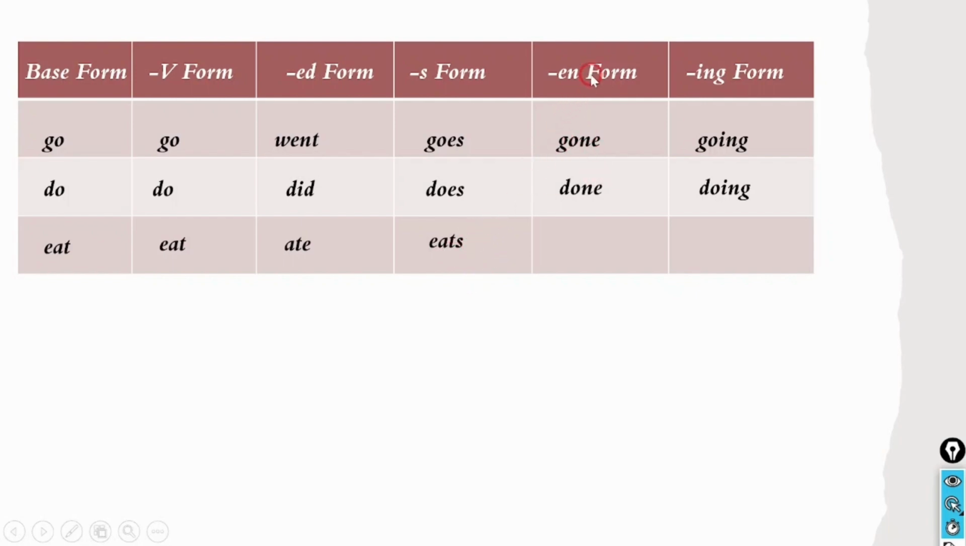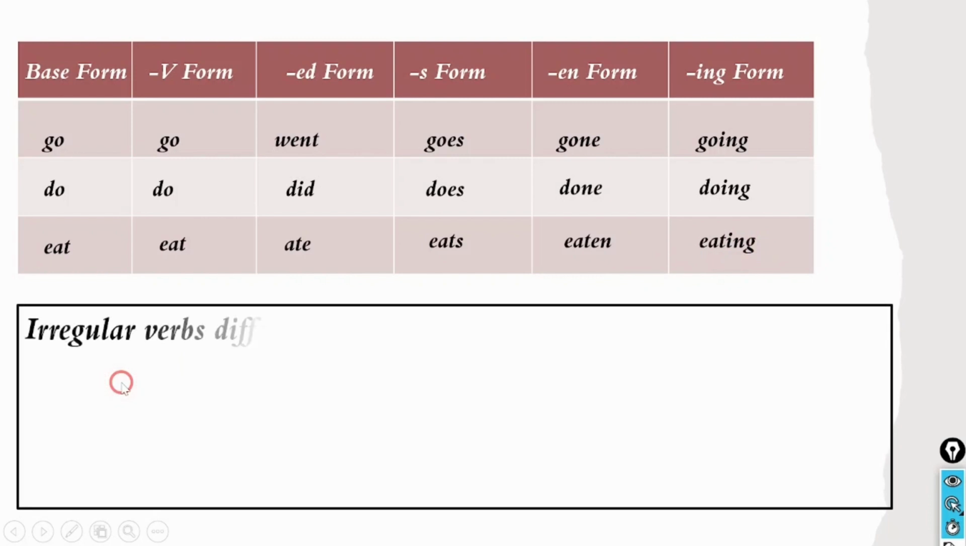So then, the en form becomes eaten. So here you add to the word eat en to become eaten. So it becomes the past participle. Then here, eating, like that, you add ing.